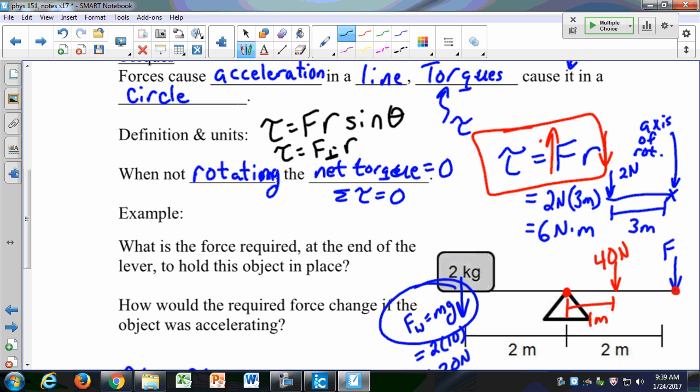Okay, let's try something here. We're going to do a little activity. What I want you to do is to build two different levers. You're going to take a ruler, a rubber band, a 100 gram mass, and when you get the 100 gram mass, you say, now I know what 100 grams feels like. And then you're going to take a scale, and then you're going to take some tape, and you're going to be in groups of three.